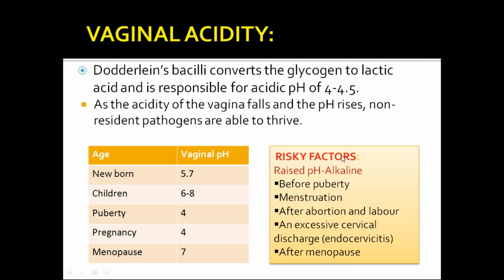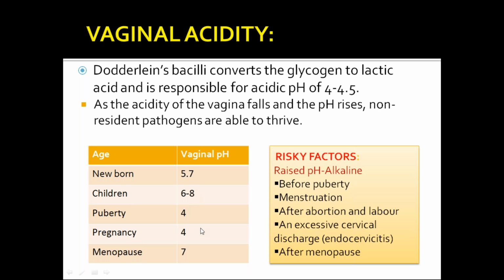As the acidity of the vagina falls, when the vaginal pH rises, the protective mechanism fails and the pathogens will be able to thrive there. Depending on the different phases in life, the vaginal pH changes. At newborn, it is about 5.7. In the first 10 days of life it will be more acidic. Why? Because of passive transfer of estrogen from the mother. But after 10 days, the pH will increase again, that is 5.7. In children, it will be 6 to 8.